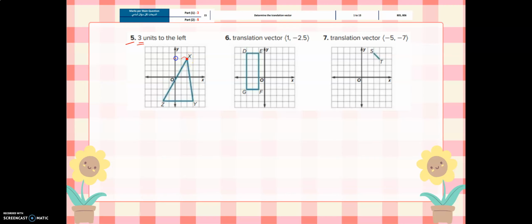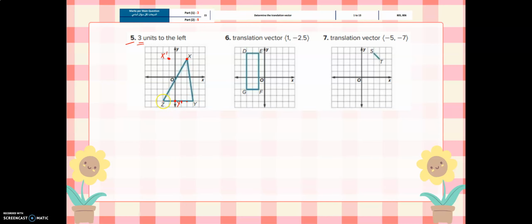So this is 1, 2, and 3. So this is the x prime. Alright, let me just erase some of the markings so you won't get confused. And then we have here point y. Then we have to move it 1, 2, 3. So this is your y prime.